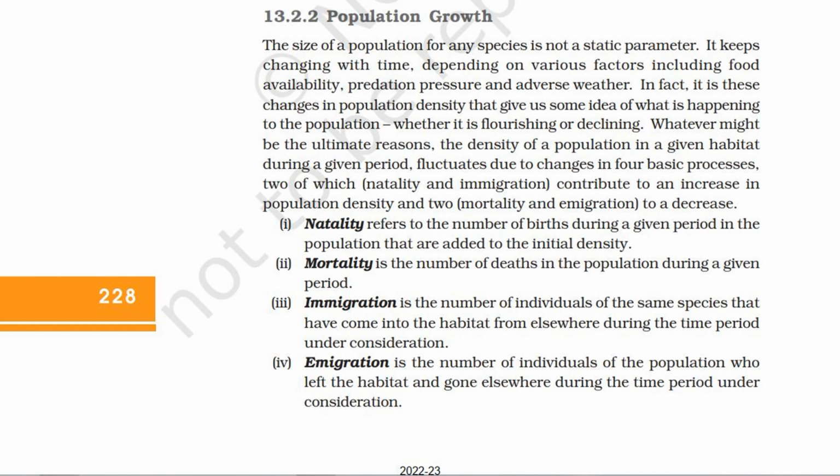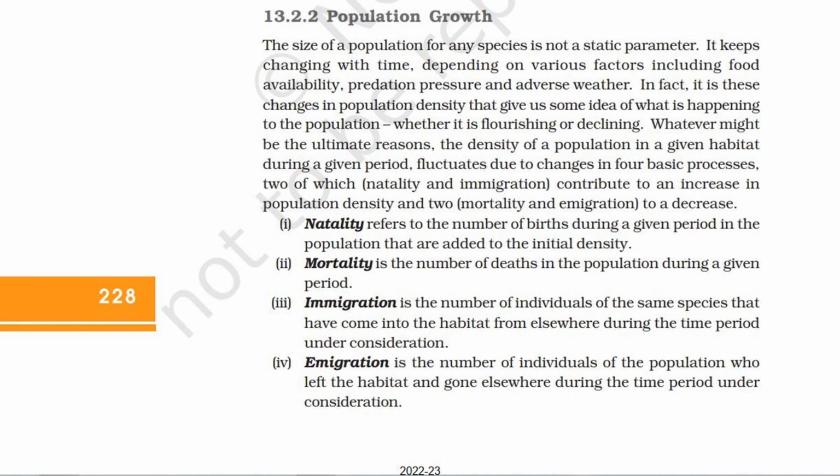Population growth. The size of a population for any species is not a static parameter. It keeps changing with time, depending on various factors including food availability, predation pressure, and adverse weather. In fact, it is these changes in population density that give us some idea of what is happening to the population, whether it is flourishing or declining. Whatever might be the ultimate reasons, the density of a population in a given habitat during a given period fluctuates due to changes in 4 basic processes, 2 of which, natality and immigration, contribute to an increase in population density, and 2, mortality and emigration, to a decrease.